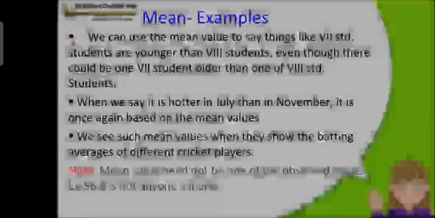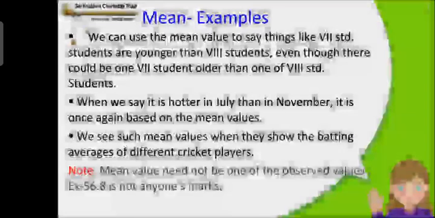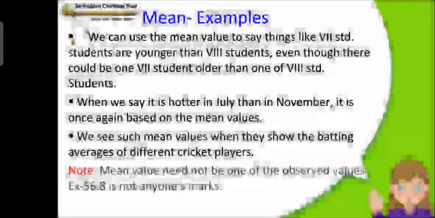We can use the mean value to say things like 7th standard students are younger than 8th standard students. Yes or no? Almost all 7th standard students will be younger than 8th. Even though there are 1 or 2 students who are older than 8th standard students, we won't consider that. We just neglect that because we think of the maximum number of students. So this is one of the mean examples.